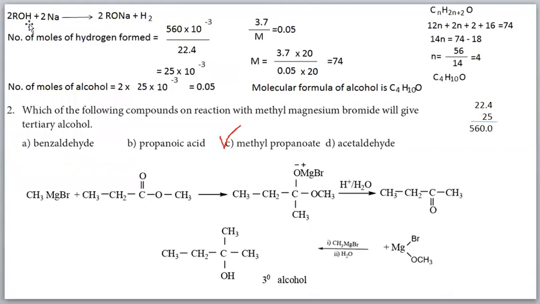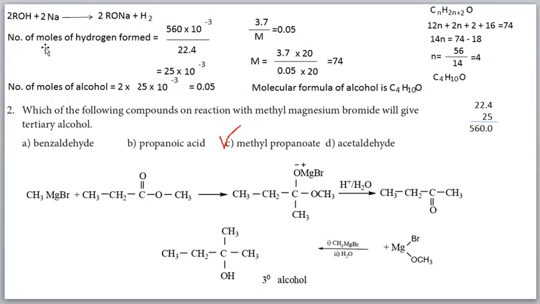Alcohol represented as ROH reacts with the sodium to form RONa. This H is displaced by the sodium. One hydrogen is displaced by one sodium. Here we have to get plus H, but we should not write H alone. We have to write H2. So we can write 2 here, 2 here, 2 here, and this is H2.